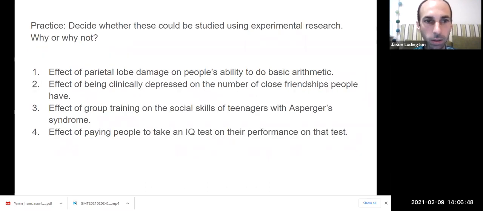All right, now to an exercise for you. Decide whether these could be studied using experimental research. Why or why not? First one, the effect of parietal lobe damage on people's ability to do basic arithmetic. Would you want to study this using experimental research? Yes or no? Why or why not? You can answer in the chat box or you can answer out loud.